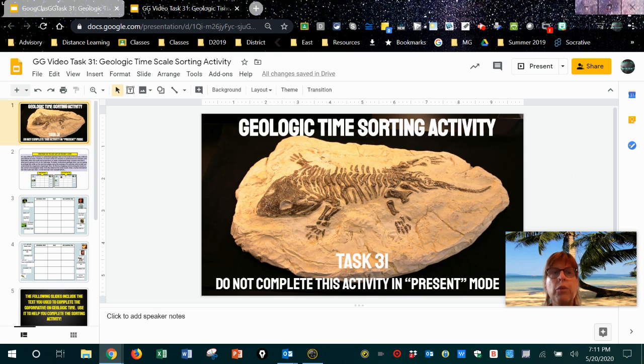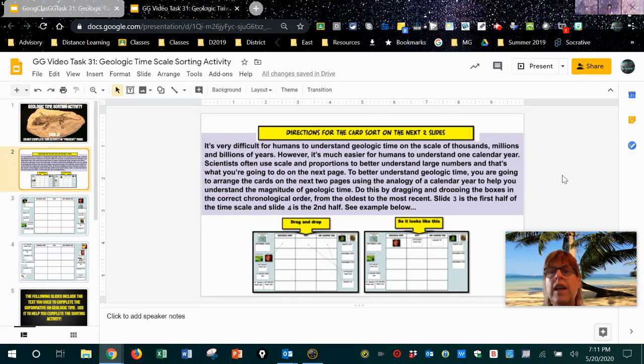Hi, I'm going to go through this activity, task 31, on geologic time sorting. And you'll notice that I'm keeping it in present mode because you can't do this if you hit present. So you want to keep it like this so you can manipulate the information. So this first slide is the directions.